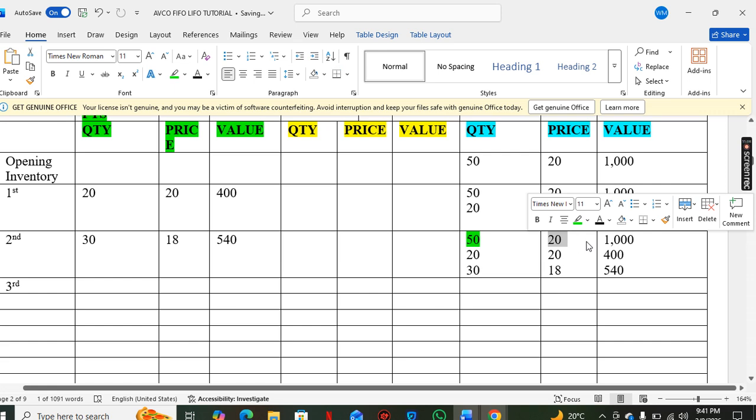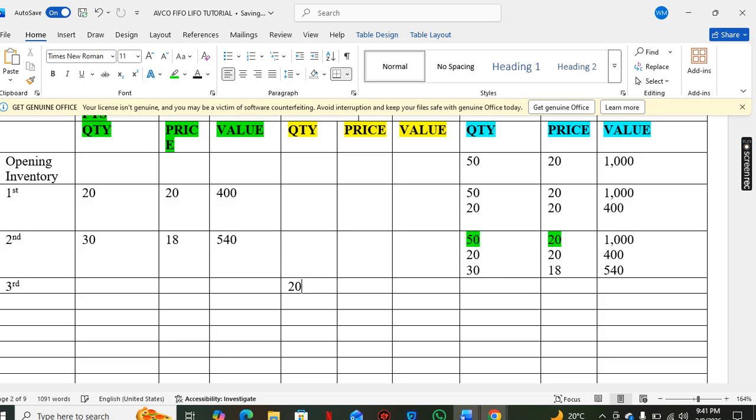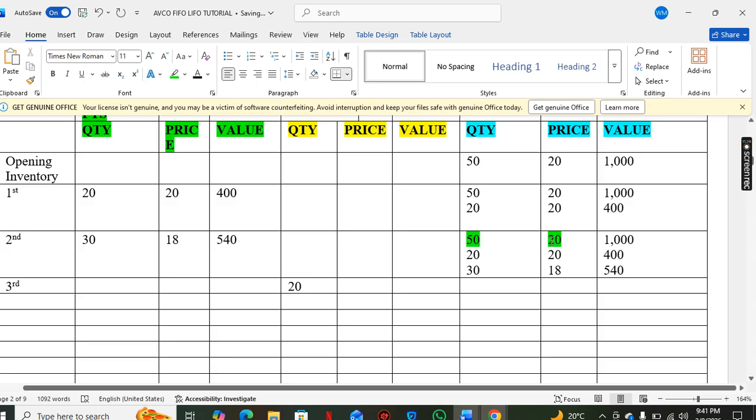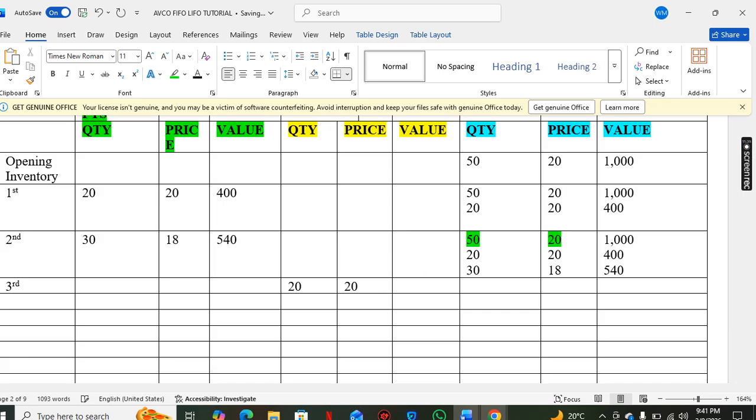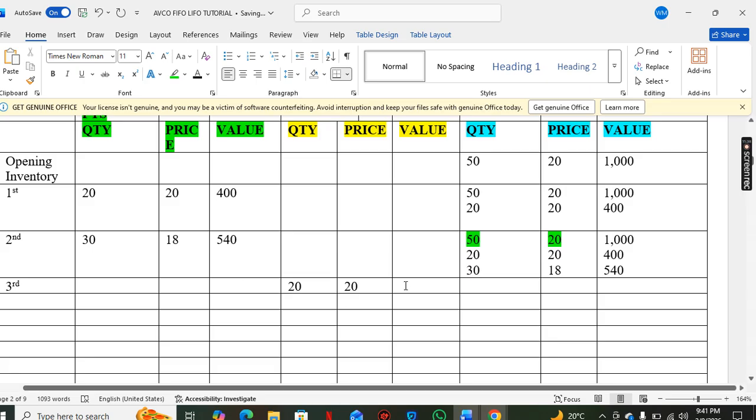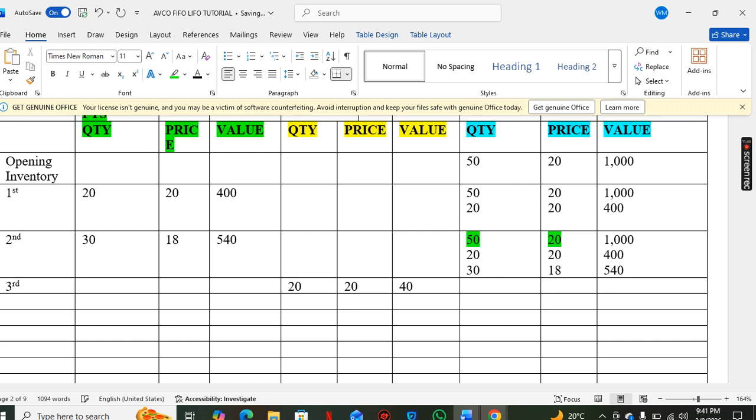Valued at 20 kwacha. So the 20 that we're issuing out, we're going to remove it from this batch of 50 units. We'll remove it from this first batch in green. So here under issues, you're going to put 20 units. Price, we're valuing it at cost. So you value it at the cost of this old stock, which is 20 kwacha. So 20 times 20, that is 400.